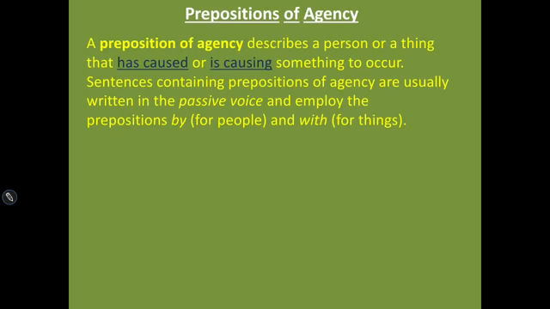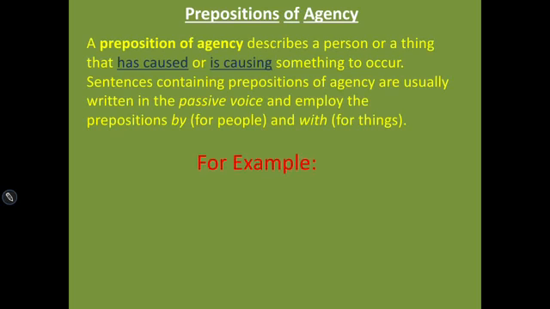What is the difference between active voice and passive voice? In active voice, the subject is given more importance, and in passive voice, what is done to the subject is given more importance. We employ the preposition by for people and with for things. To express the prepositions of agency, we use by for people and with for abstract nouns or things.